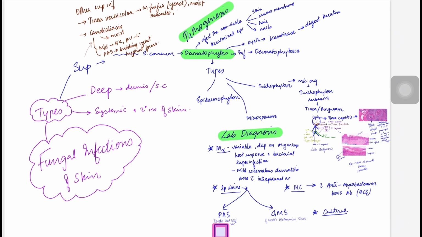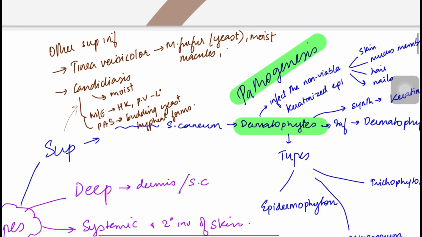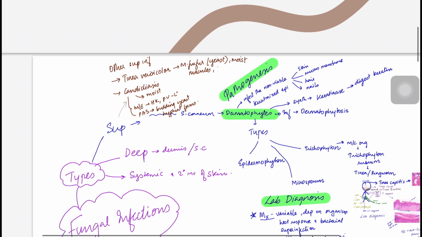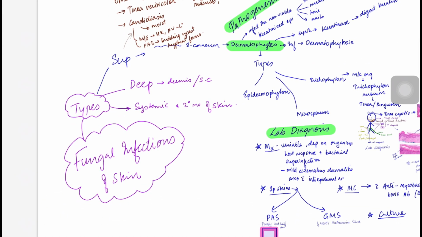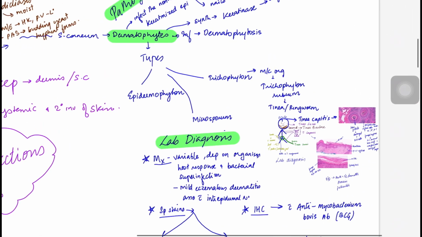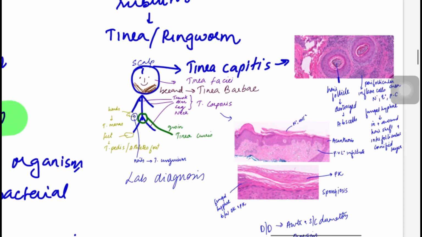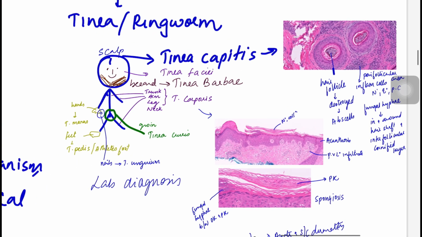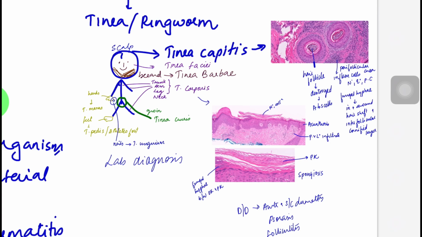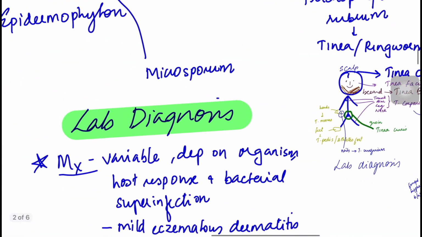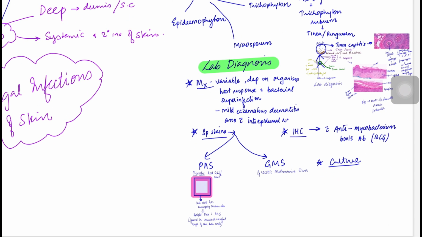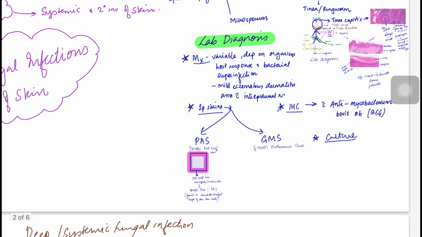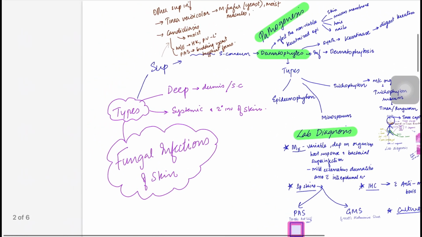Coming to a quick summary: the fungal infections we said are superficial and deep. The superficial fungal infections are mainly dermatophytes, as we said. The others are tinea versicolor and candidiasis. For dermatophytes, the pathogenesis involves infecting non-viable keratinized epithelium. It secretes keratinase that will digest keratin. Then the different types of tinea: tinea capitis, with follicular and perifollicular inflammation, then tinea corporis, and the histological findings. Then we can use special stains like PAS and GMS, and also we can do IHC.